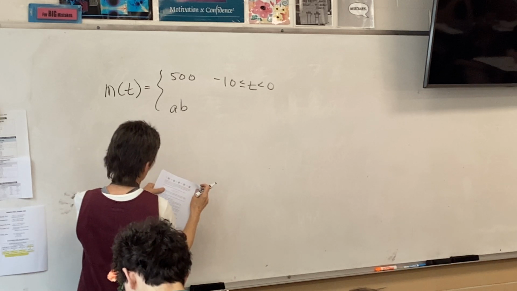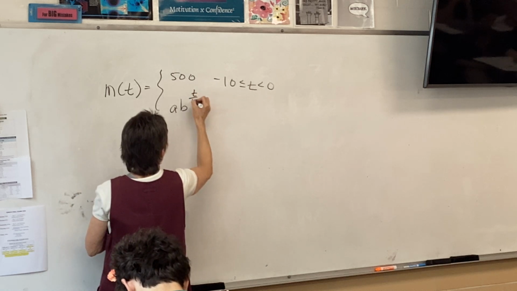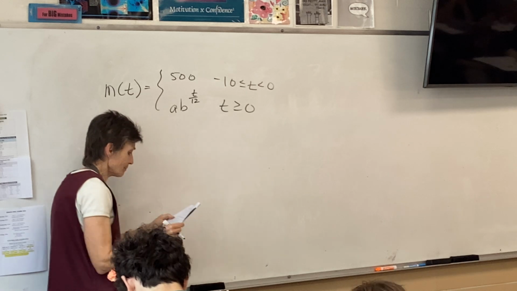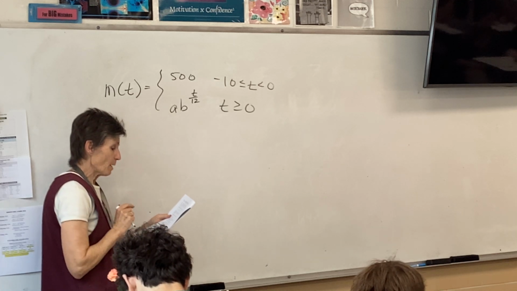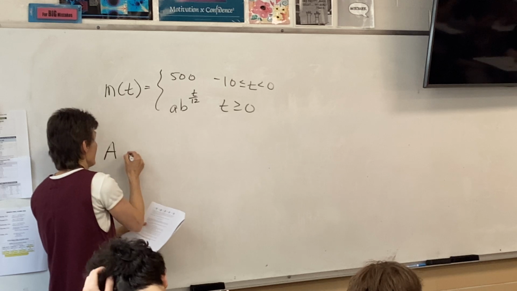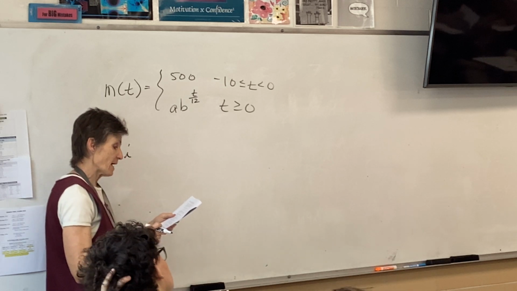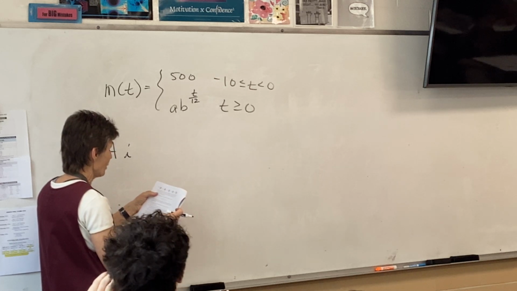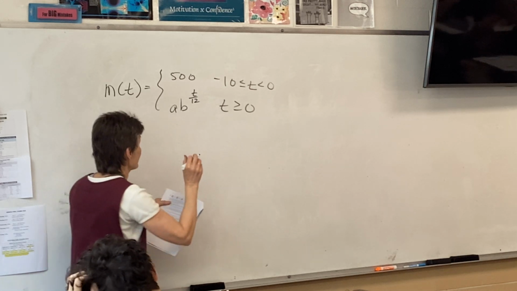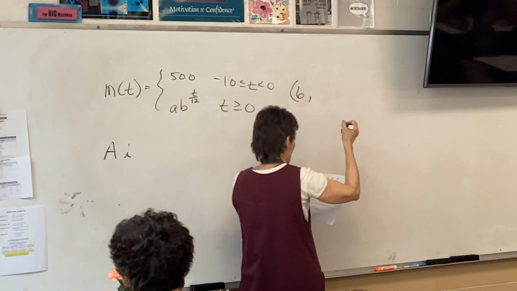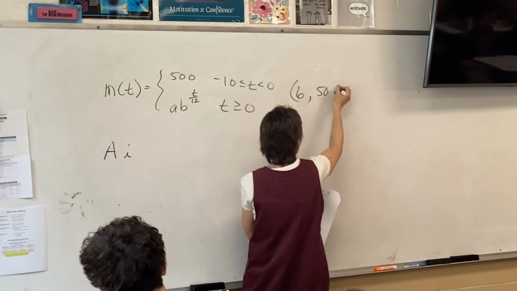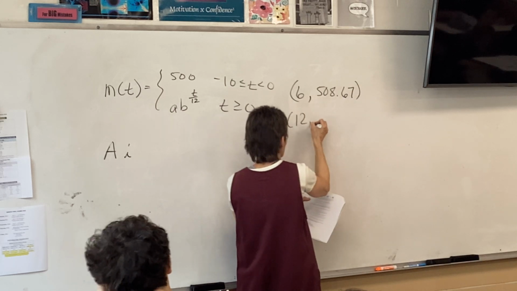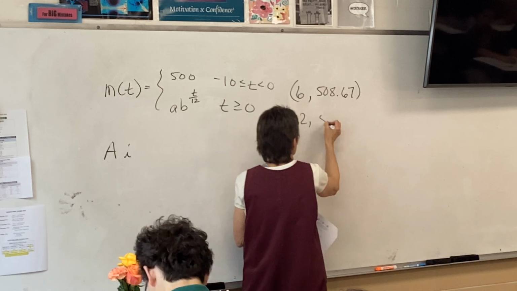Is that t over 12? Yeah. Okay. Use the given data to write 2 equations that can be used to find the values for constants a and b in the expression. All right, so the given data was if t is 6, the amount was 508.67. And if t is 12, the amount was 517.50.